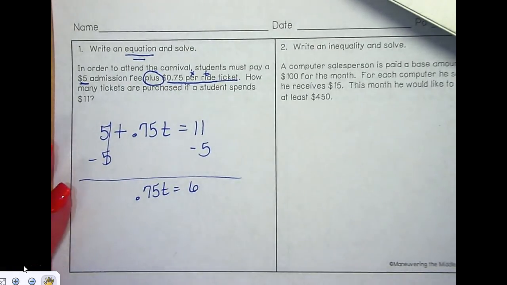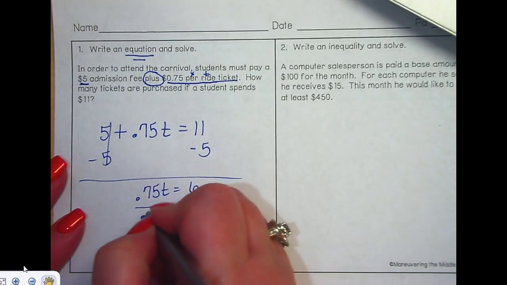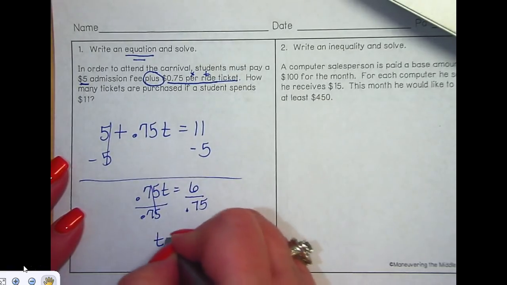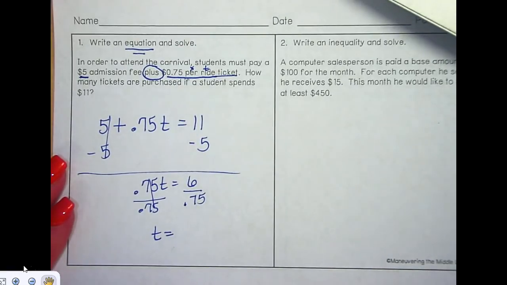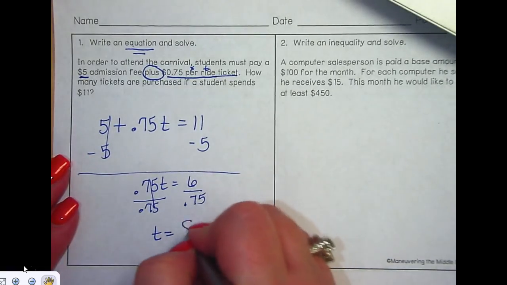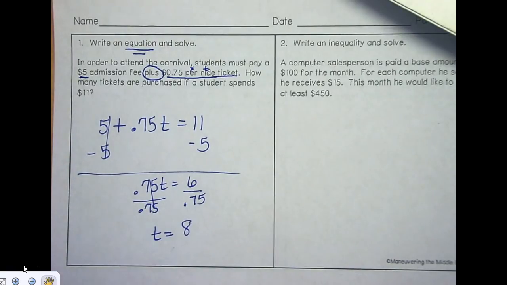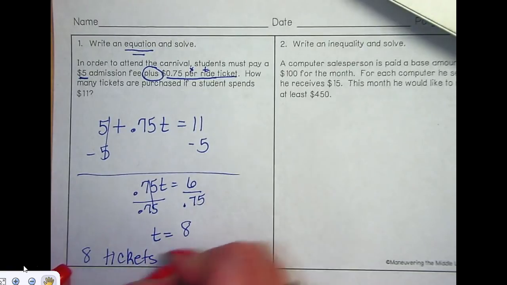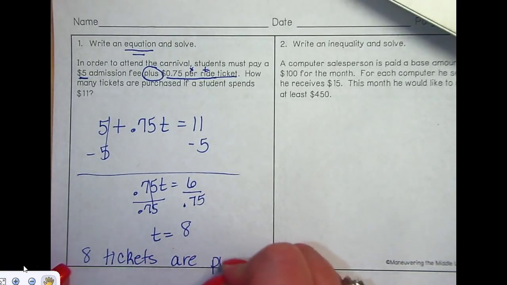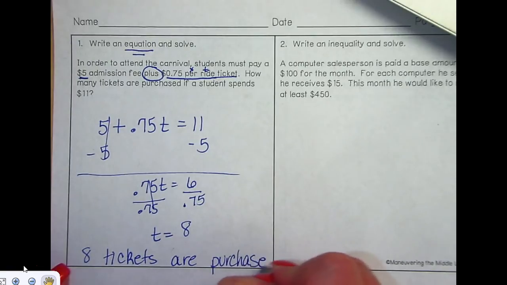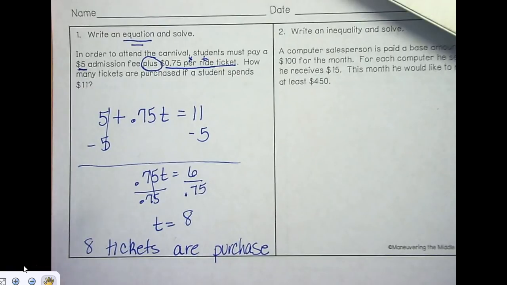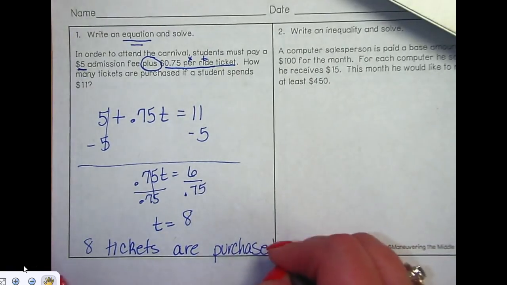And now, what are we going to do, Michaela? Divide both sides by 75 cents. Very good. And we are left with the tickets equals, and when we do 6 divided by 75, 8. How many tickets are purchased? 8 tickets are purchased. Make sure you go back and you look at the actual question. How many tickets are purchased? 8 tickets are purchased. Let me put my D on the end.